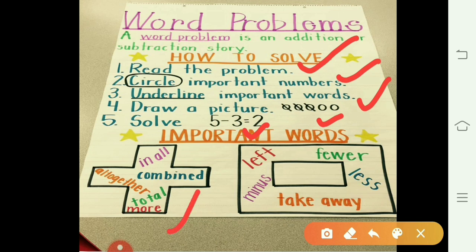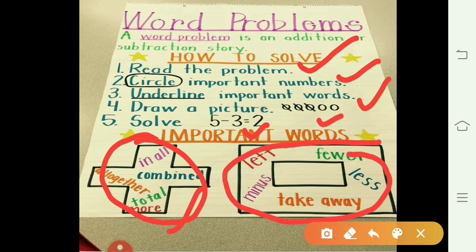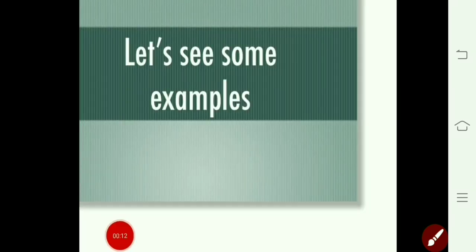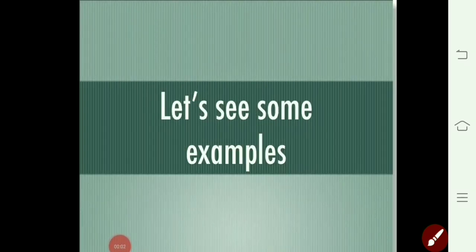And now you can see here how you can identify it is an addition sum. All these words will indicate it: all together, total, more, combine. And how you can come to know whether it is a subtraction sum? These words like take away, minus, less, left will tell you about those sums. Okay, so now we are going to see some examples.